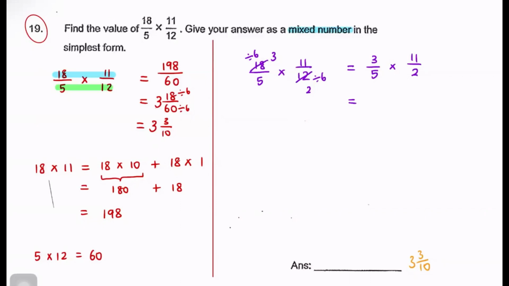Then you just multiply them, right? Okay, 3 times 11 is 33 over 10, very good. And then? Divide. Quite obvious already, right? So how many wholes are there? 3 wholes and? Yes. Okay? If you know the cancelling method, then it becomes fewer steps, easier.